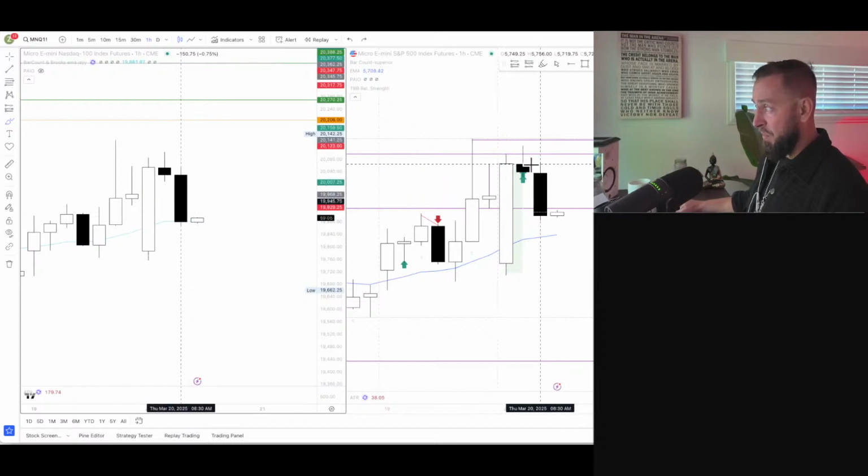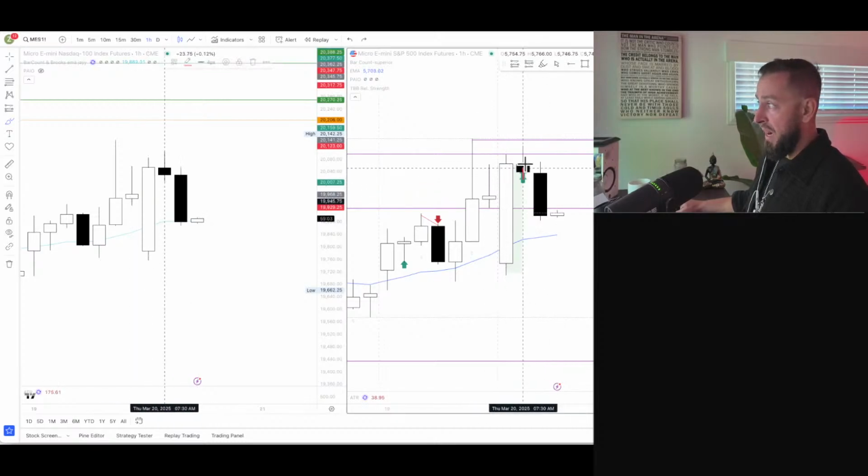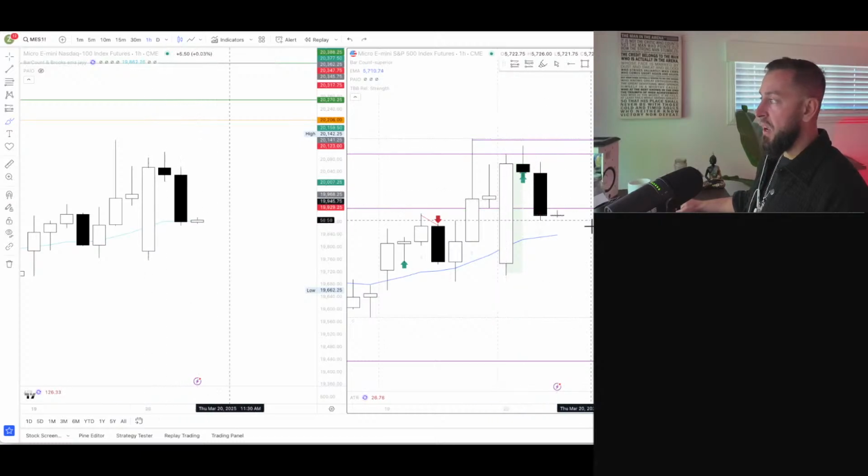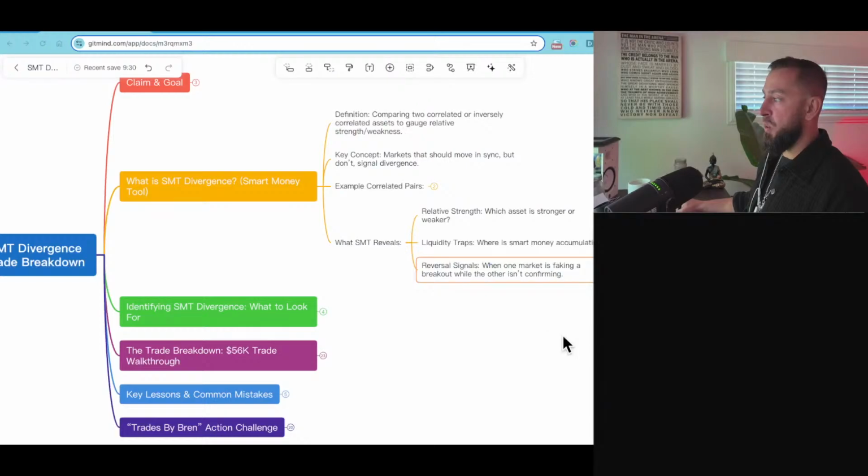And then look, the same thing happened here. Breakout, tried to break out above that high, fails, and then reverses down. So that would be a failed breakout and a reversal signal.